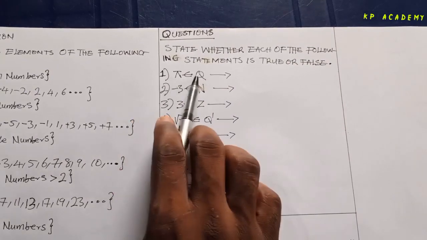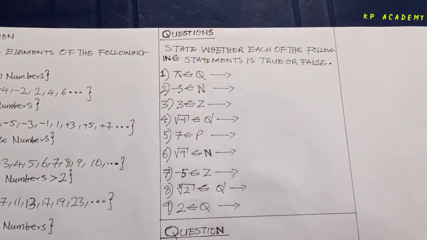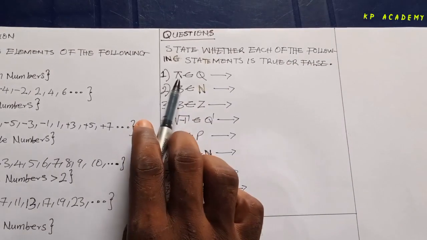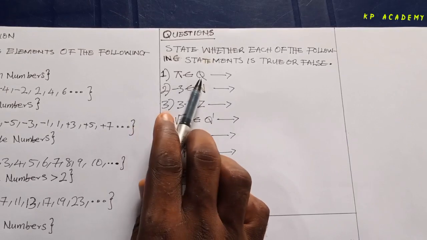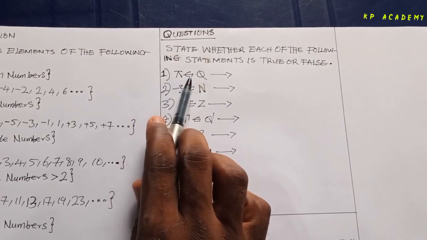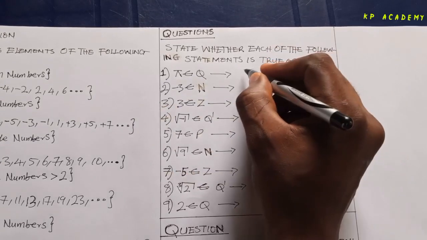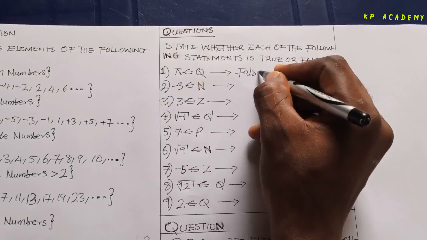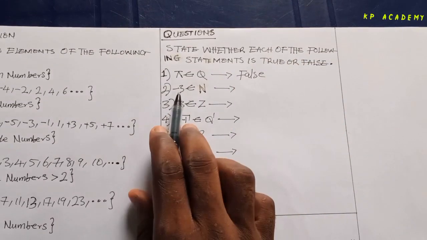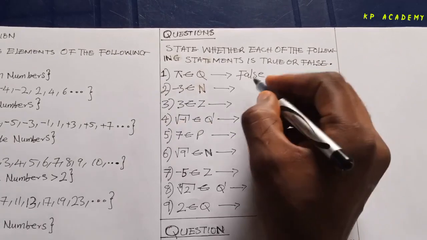So if we read this one now, if it is true, we attach true. If it is false, we also attach false. Now, this one is read this way. Pi is an element of Q. Of course, Q is the rational numbers, all right? So pi is an element of the rational numbers. So is it true or false? It is actually false. Next one, minus 3 is an element of the natural numbers. It is also false.